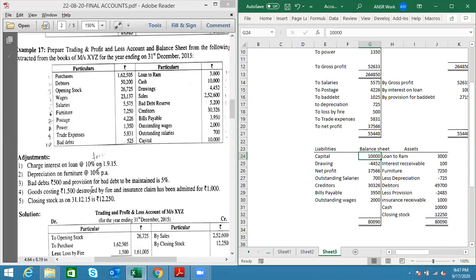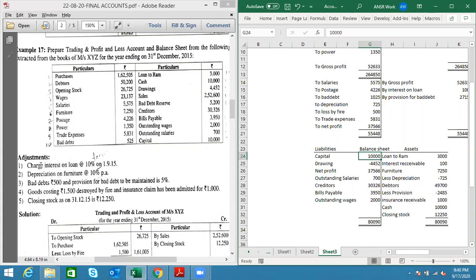As I have repeated again and again, adjustments are such journal entries which have not been taken into consideration at the time of preparing the trial balance. Because of that, whatever account is getting affected by those journal entries, we have to calculate the revised balance for that. Because the adjustments are of such a nature that they have not been taken into consideration when preparing the trial balance, we have to calculate the revised balance of the accounts which are getting affected by those journal entries.